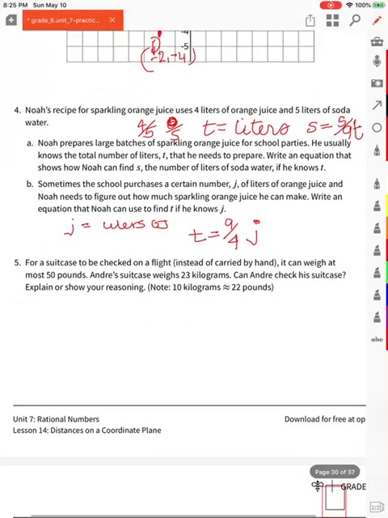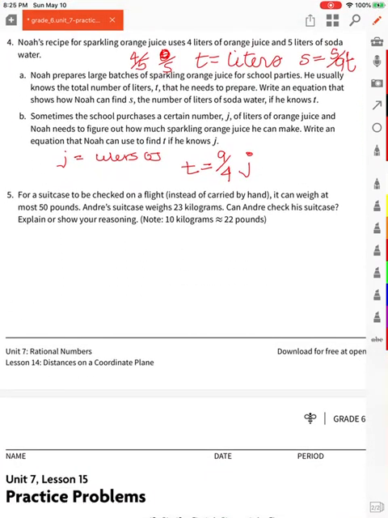All right, number 5 says, for a suitcase to be checked on a flight instead of carried by hand, it can weigh at most 50 pounds. Andre's suitcase weighs 23 kilograms. Can Andre check his suitcase? Explain or show your reasoning. Note that 10 kilograms is around 22 pounds. That's what the squiggly lines means, estimated to be about 22 pounds.